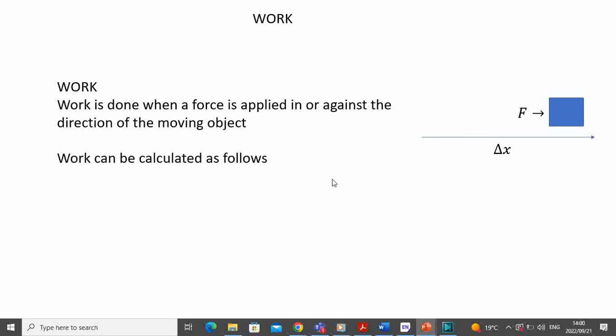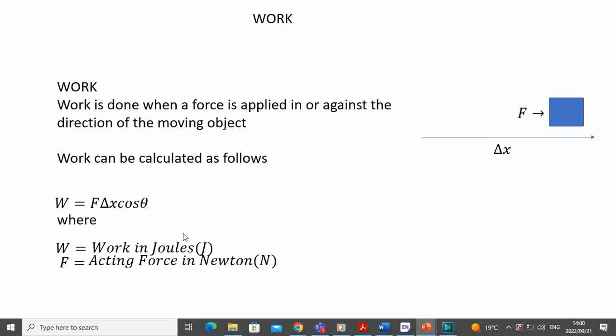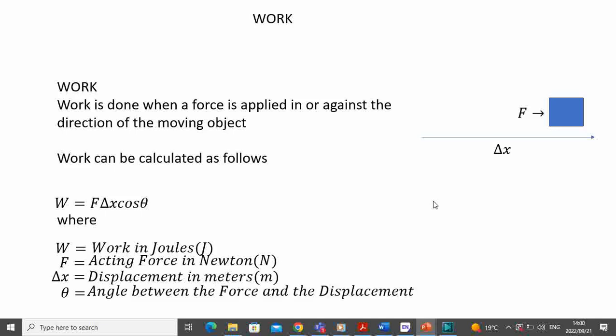Okay, work can be calculated as follows. W is equal to F delta X cos theta, where W is work in joules, and F is the acting force in newtons. In this case, it's this force. And delta X is the displacement in meters, meaning it's this displacement in this case. And theta is the angle between force and the displacement.